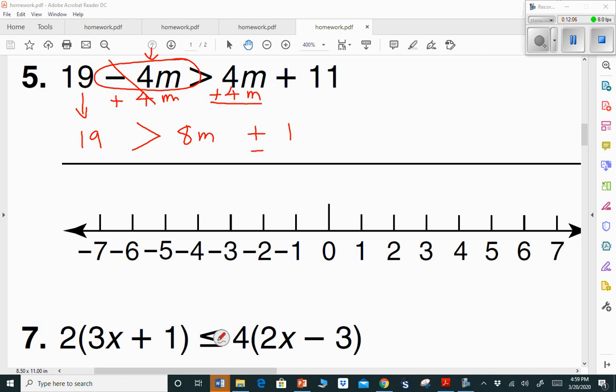Got to get m by itself. Subtract 1 from both sides. That makes 18 is greater than 8m. Divide both sides by 8. And we've got m. We've got the greater than symbol there. And then 18 divided by 8.